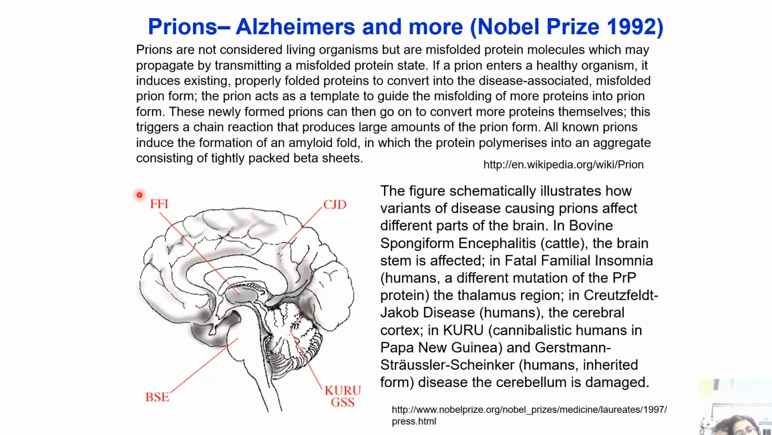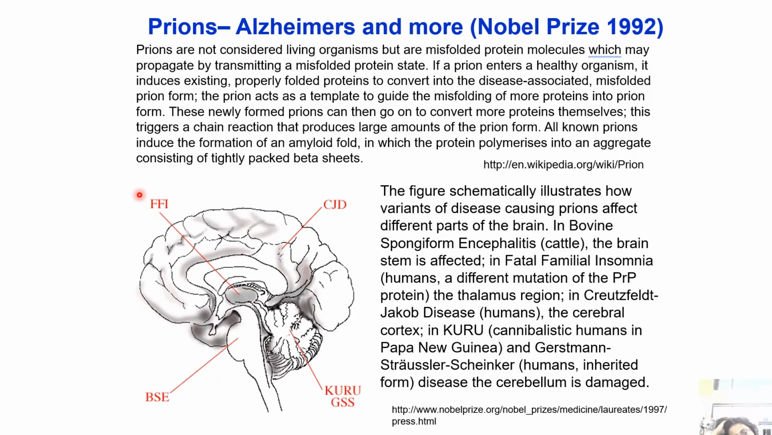Now, prions are not considered living organisms and are misfolded protein molecules which may propagate by transmitting a misfolded protein state. If a prion enters a healthy organism, it induces existing properly folded proteins to convert into the disease-associated misfolded prion form. So you see, it's contagious. The prion acts as a template to guide the misfolding of more proteins into the prion form. Okay. So these newly formed prions can then go on to convert more proteins themselves, and this triggers a chain reaction that produces large amounts of the prion form.